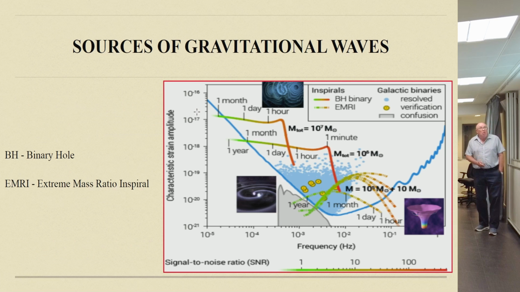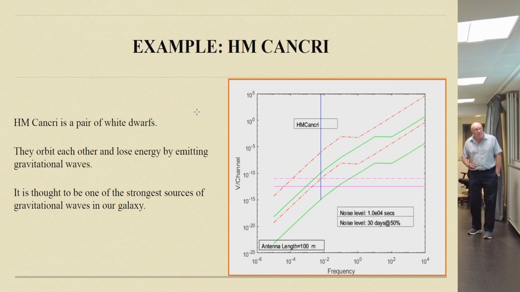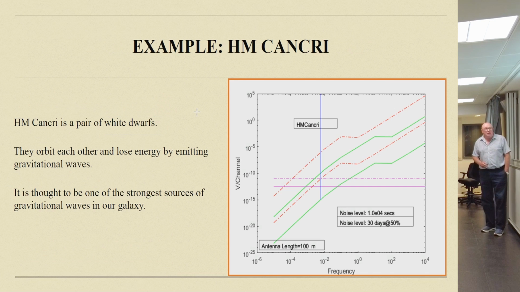One example is this thing called HM Cancri, which was news to me, but Mike pointed out that this is a pair of white dwarfs. Apparently they orbit each other and lose energy, and by doing that they're emitting gravitational waves. But if you look at the frequency of the gravitational wave, it's right down here, 10 to the minus 2, well, a bit bigger than that. It's very low frequency, so if we want to observe the gravitational waves, we need a way of doing that.